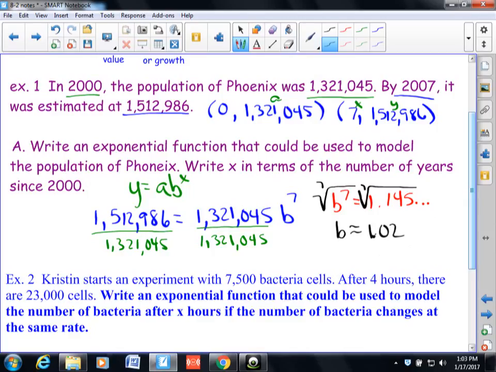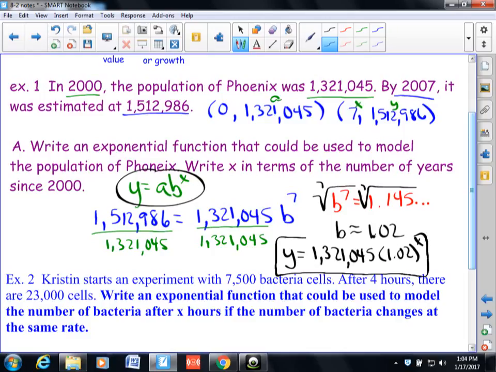Okay, so now we're not done. We've gone through all this work and we found b. What we need to do now is sub that back into this. So we're going to say y is equal to, and then we're going to have our initial value, 1,321,045, times 1.02, to the x. So the x and the y are going to stay x and y.